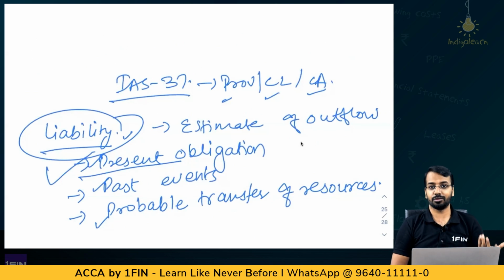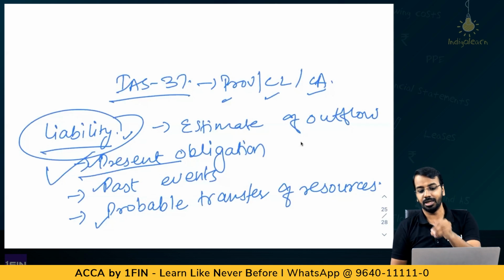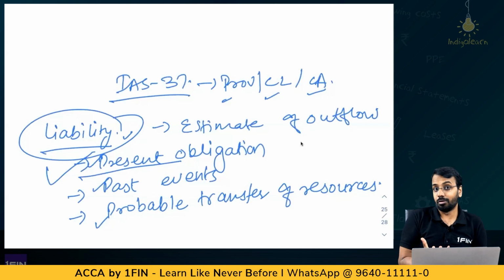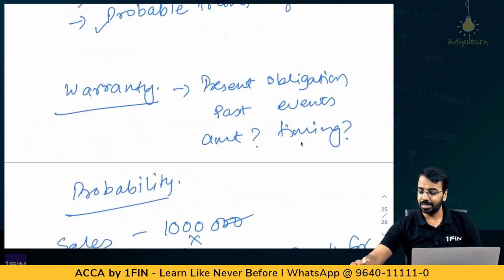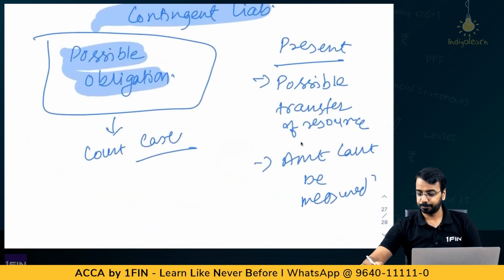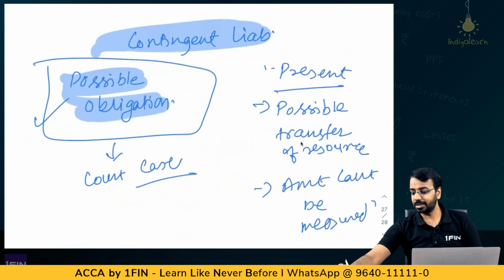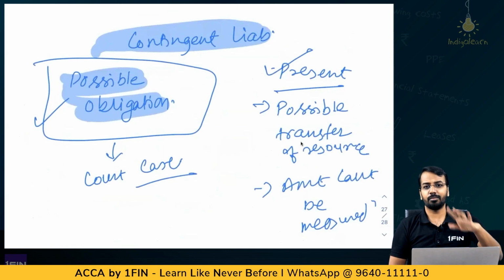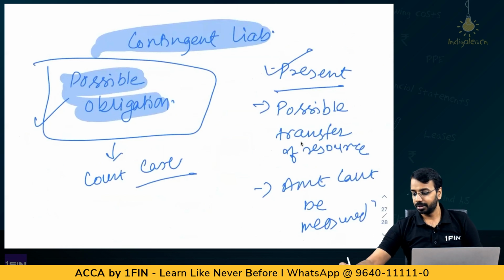For example, a court case is going on and we do not know whether we will win or lose. If we know we will lose, then there can be a provision that we need to create. But if we don't know, we are not sure whether we will win or lose, then in that case it is a possible obligation. Second scenario, it is a present obligation. I know there is an obligation today, but transfer of resources is possible.